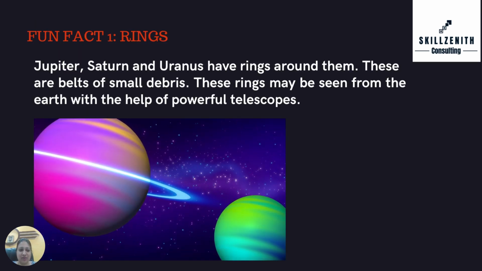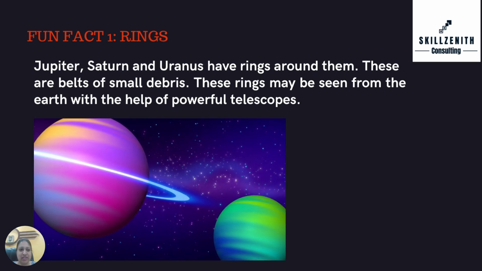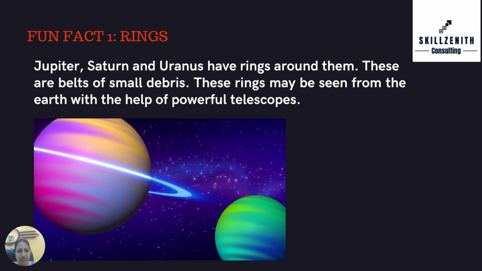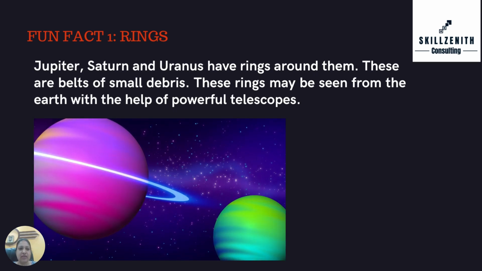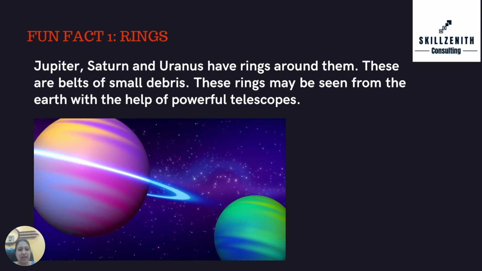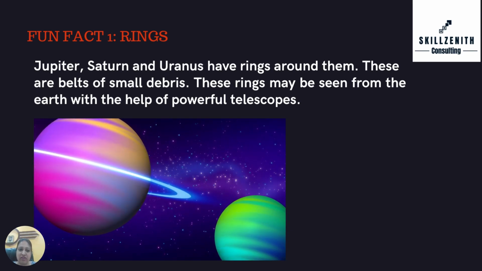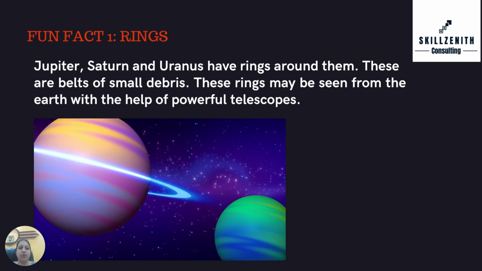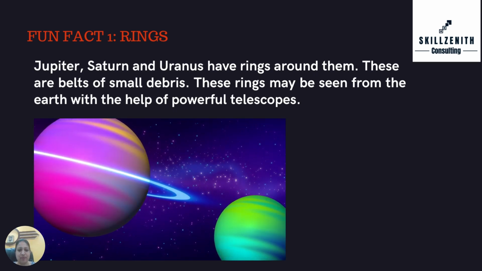Fun fact one, rings. I'm sure you would have heard about rings. Jupiter, Saturn, and Uranus have rings around them. Not all planets, but these planets have rings around them. So what are these? These are nothing but belts of small debris. It's nothing like a belt for the planet. These rings may be seen from the Earth with the help of powerful telescopes. So if you take a very, very powerful telescope, you may be able to see the rings around these planets.